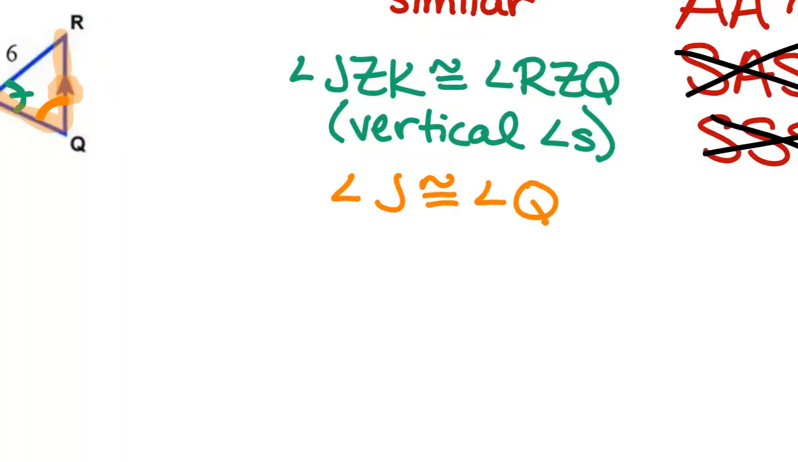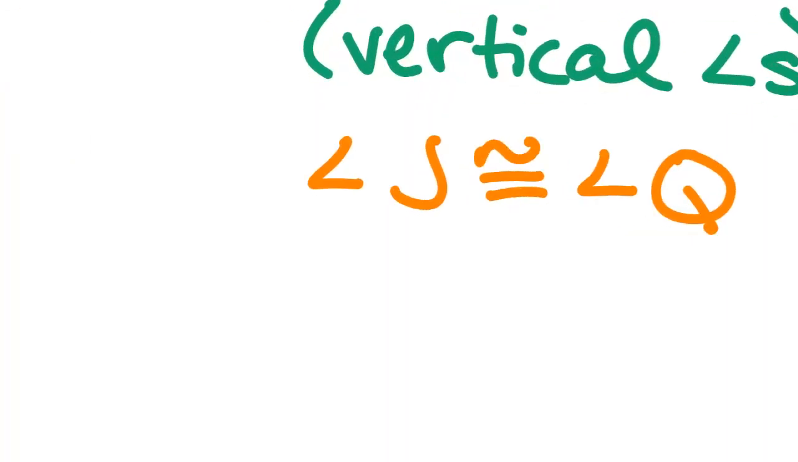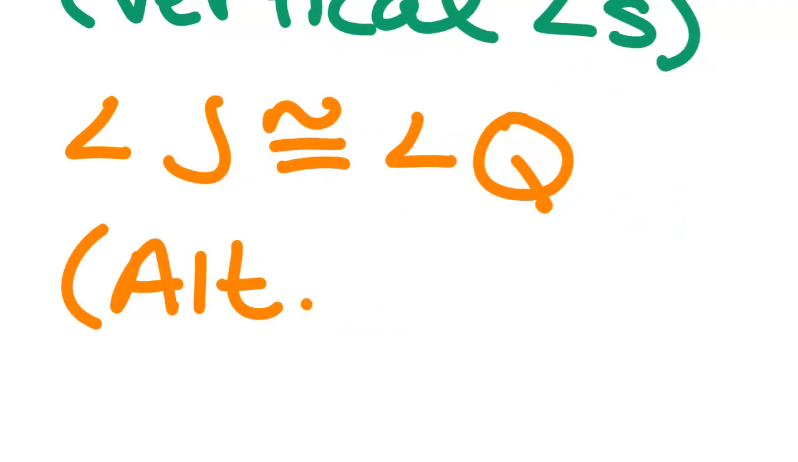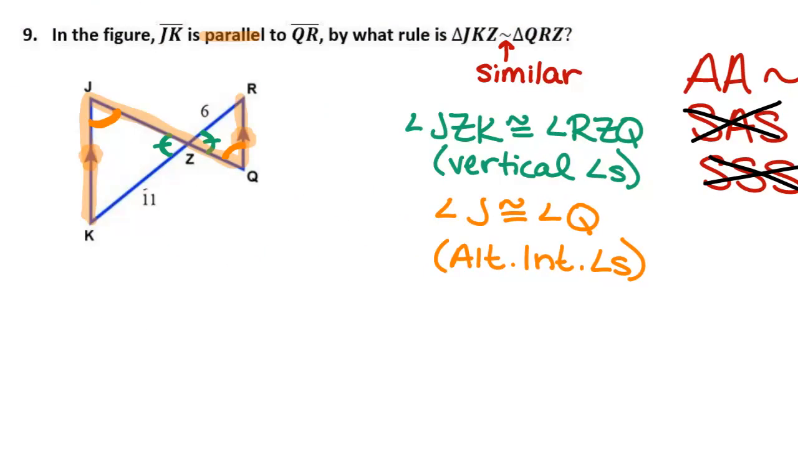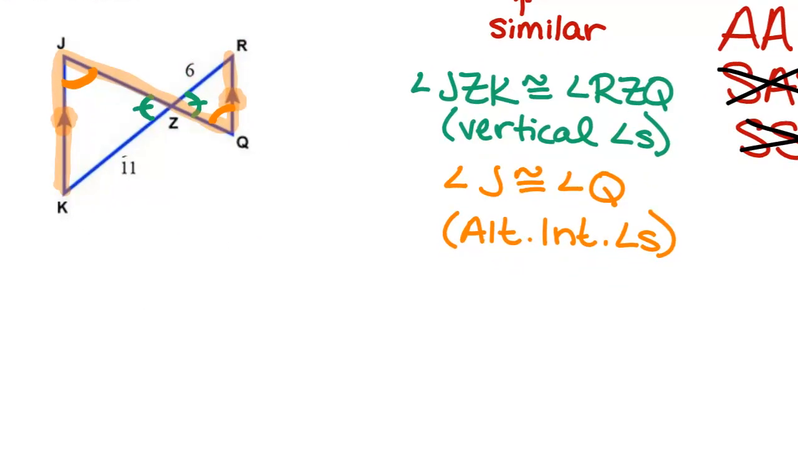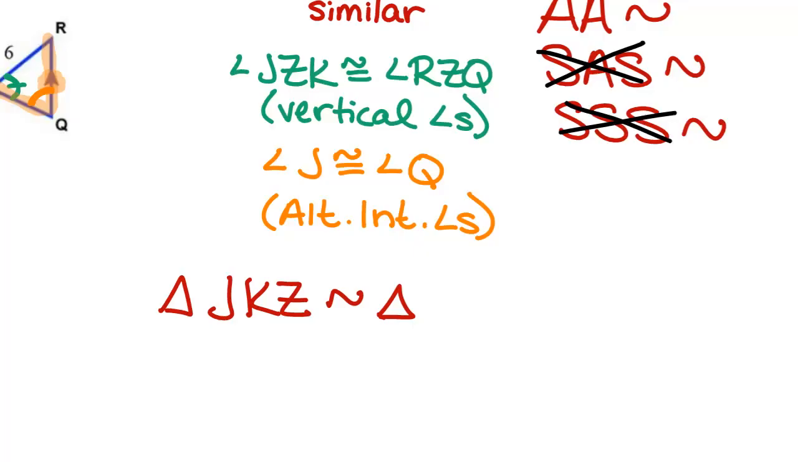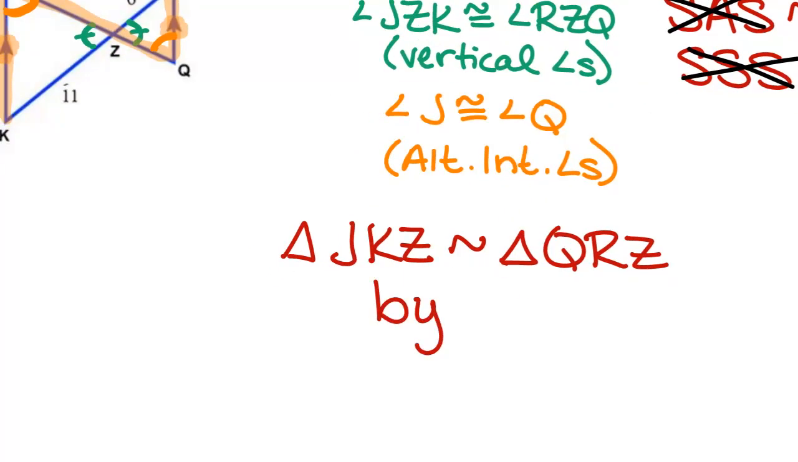I'm sorry, one more time. Does anybody remember what type of angles it is when we find them by doing the Z? Yes, alternate interior angles. So we could make the statement that triangle JKZ is similar to triangle QRZ by angle-angle similarity.